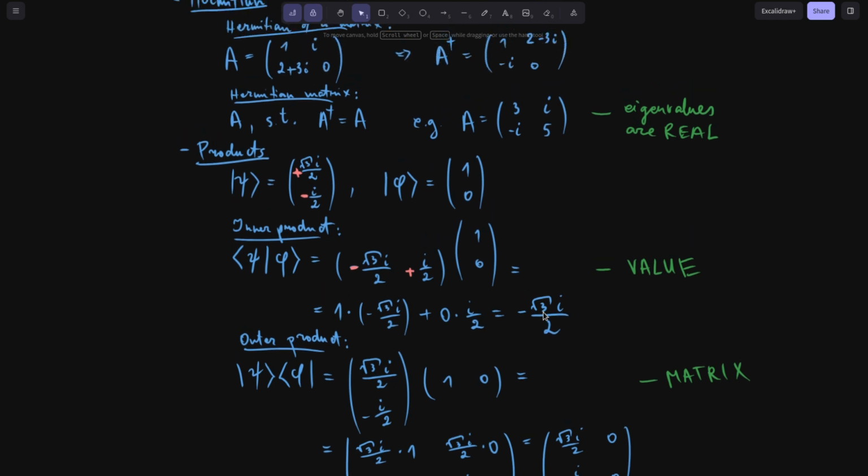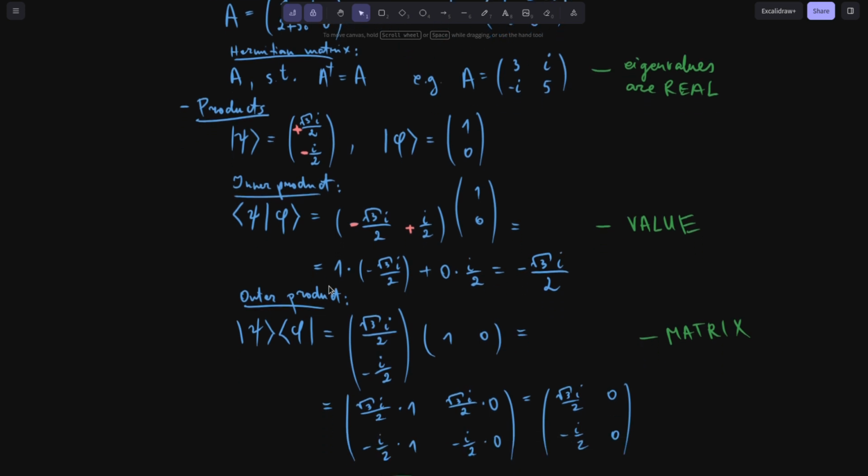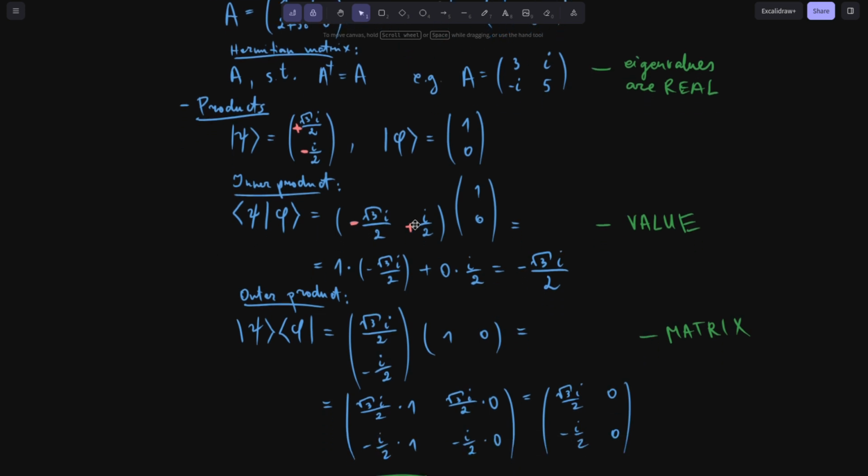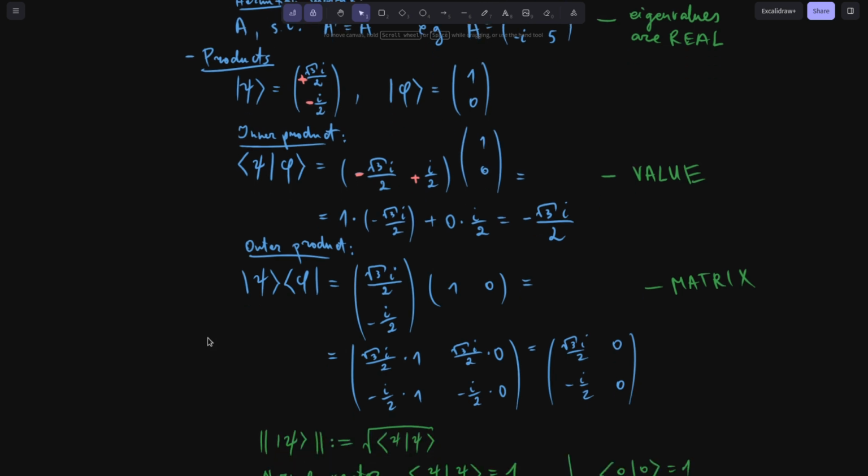Now about the products. We didn't talk much about that last time, but we have an inner product and an outer product. Inner product is basically like a basic dot product, only it matters because we have complex numbers. So we need to also take complex conjugates. And then we make this so-called bra vector, and this is the ket vector. So for the bra vector we need complex conjugates, and then we multiply. So this thing times this thing times this thing, we add them together and we get the value. So the inner product is a value, the outer product is a matrix.